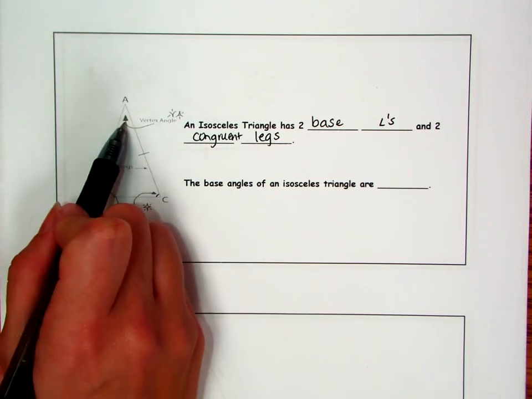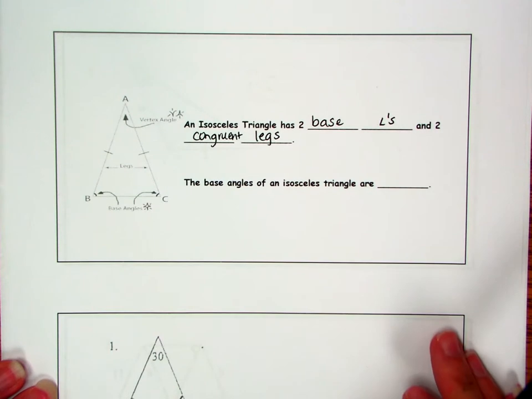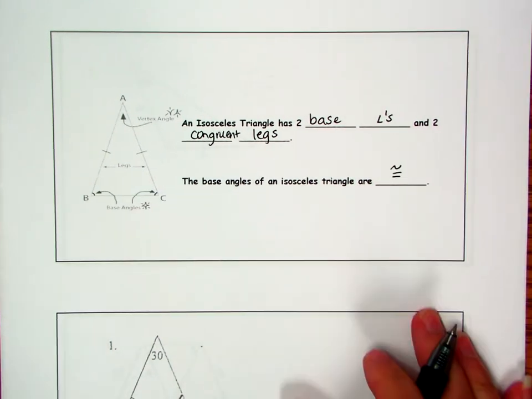This is called the vertex angle here, the one that's not the same. And then it's got two legs that would also be congruent. So the base angles of an isosceles triangle, they are congruent.